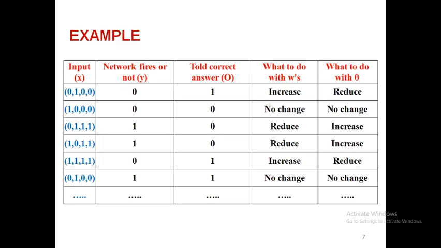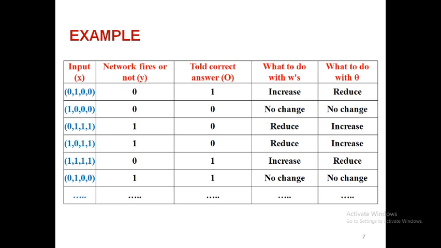In that, what is a variable? Only w we can change in our hand. So we can reduce the w. To not fire, what do we need to do? We need to make summation of wi xi less than theta.